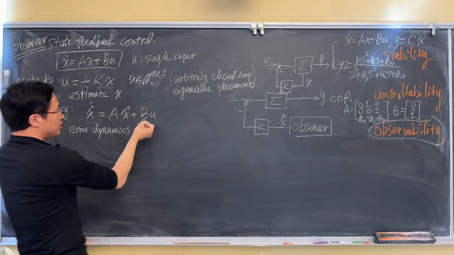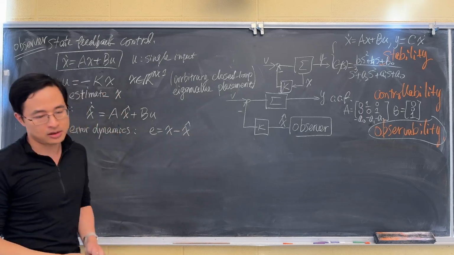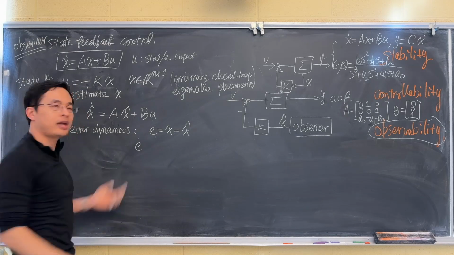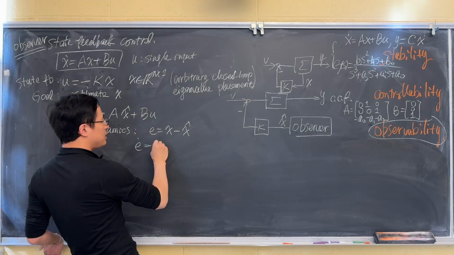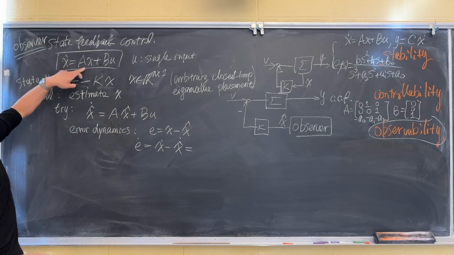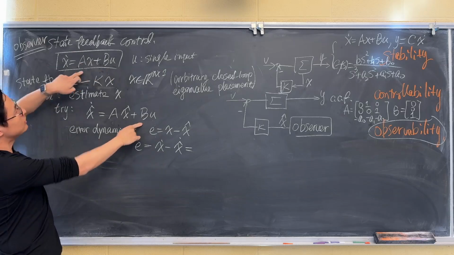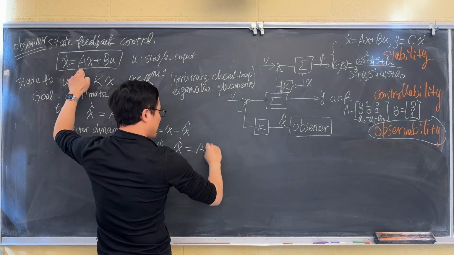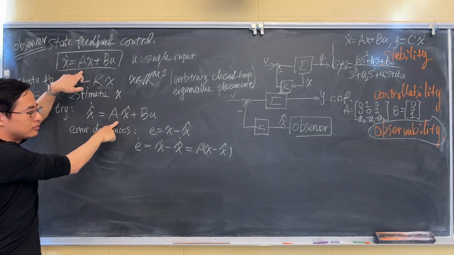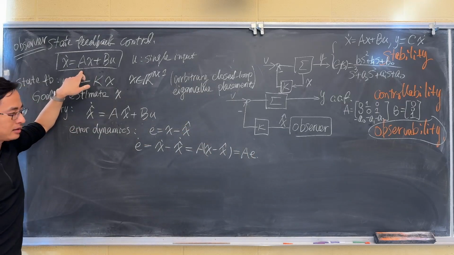The error dynamics means you look at how accurate you are between what you want to estimate, X, and your estimate, X hat. The dynamics of the error signal is how the error changes with respect to time. So it's E dot, which equals X dot minus X hat dot, and it equals this minus this. So BU gets cancelled out. You're left with A times (X minus X hat), or in other words, A times E. That is your error dynamics.